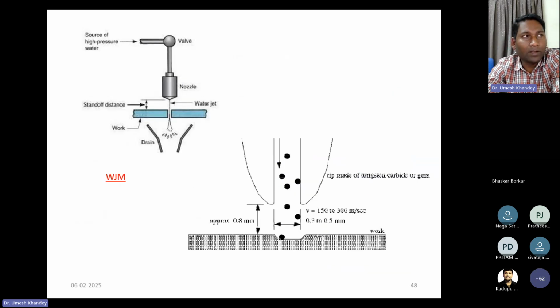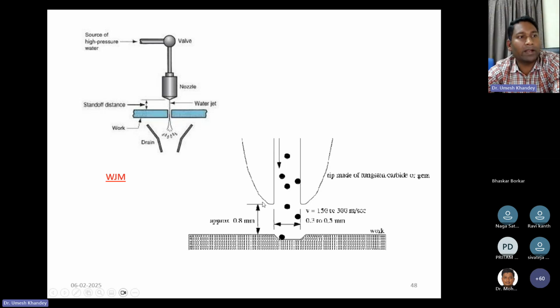So here you can see water jet machining, the pictorial view. You may have some standoff distance, nozzle shape, angles, materials of this nozzle. Those can be treated as parameters or variables which may further need to be optimized to get good performance of this operation or process.